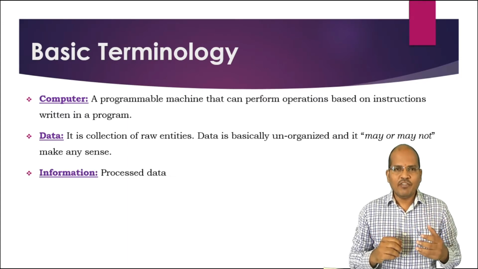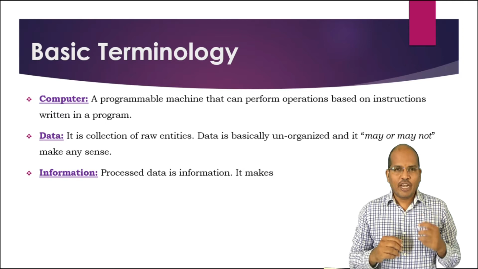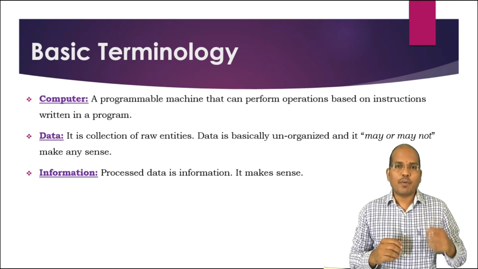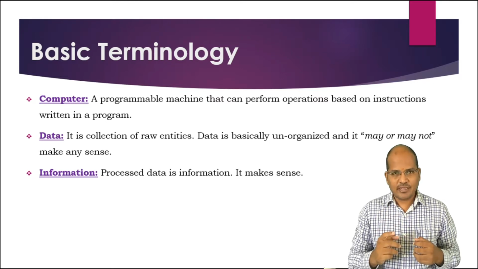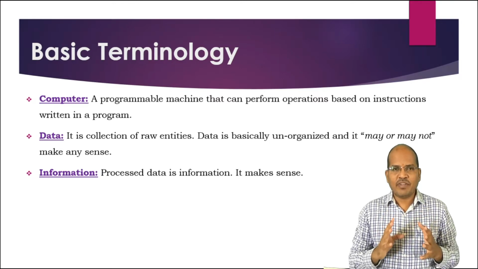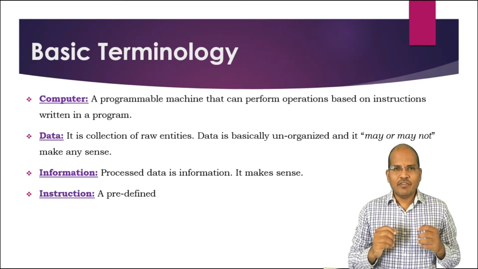Now define the word information. What is information? Information is basically the processed data, and obviously information will make sense when compared to data. So data may or may not make sense, whereas information will make sense. So that is the difference between data and information. Clear with that?